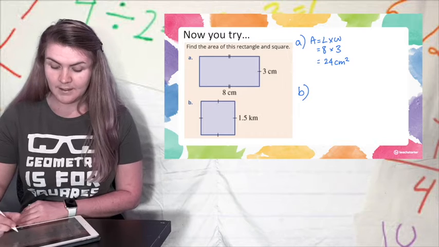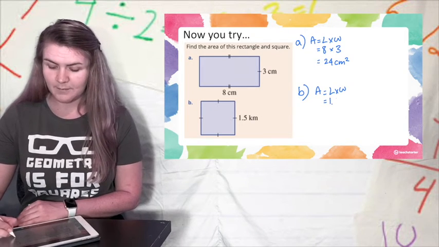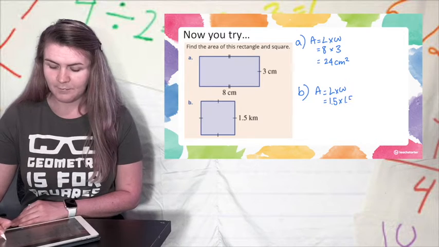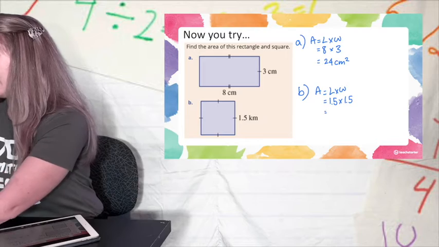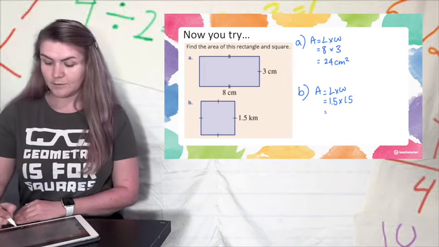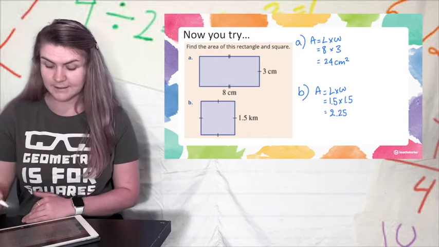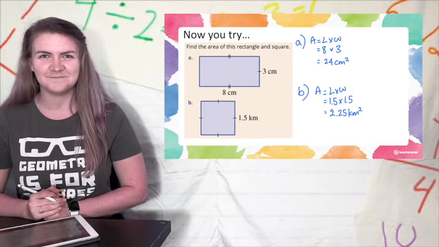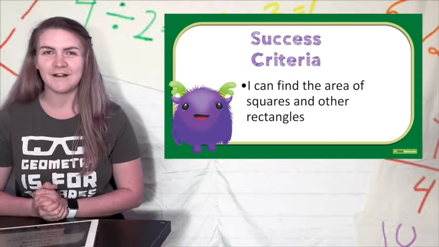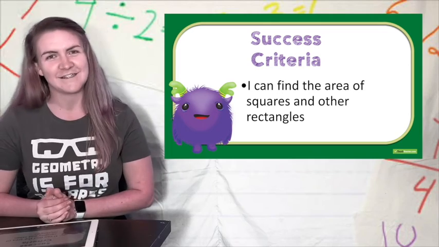B. Area equals length times width. My length is 1.5 and my width is 1.5. So I'm going to use my calculator. 1.5 times 1.5 equals 2.25. Now my units is kilometers and they are square kilometers. I hope now you can use the formula area equals length times width to find the area of rectangles and squares.